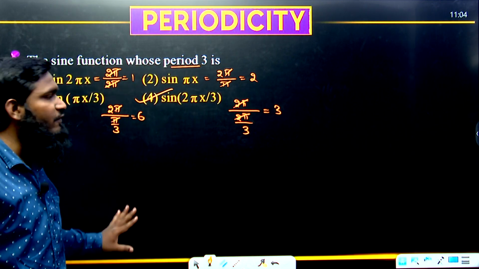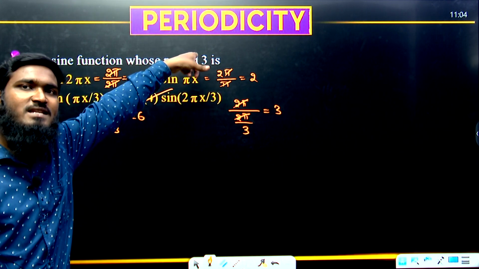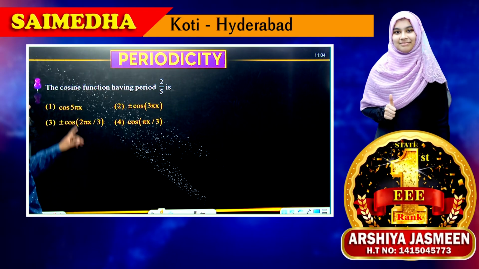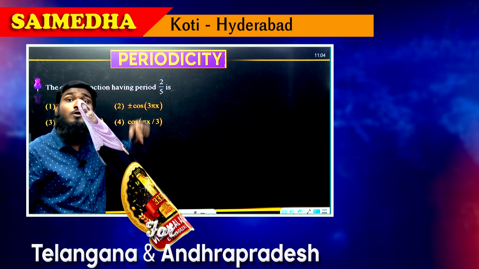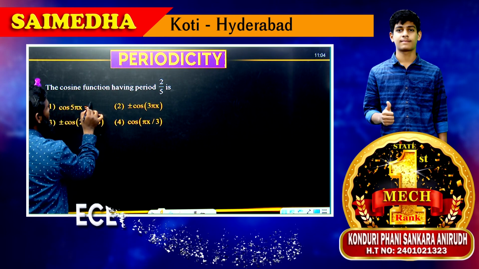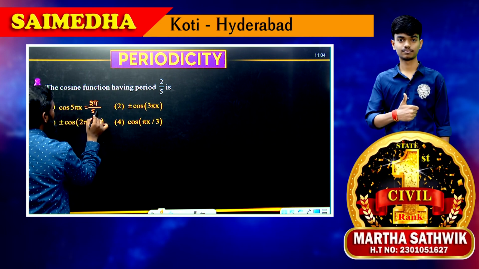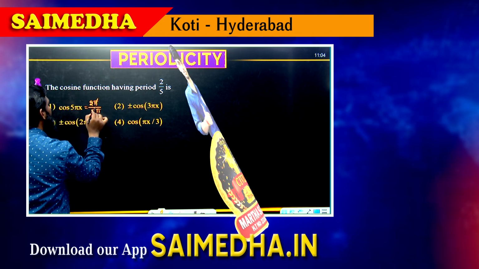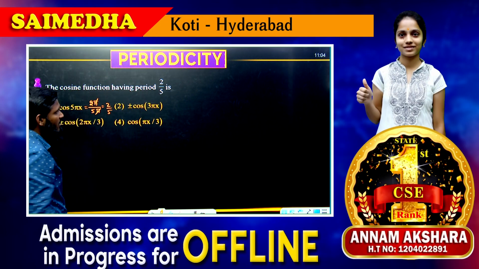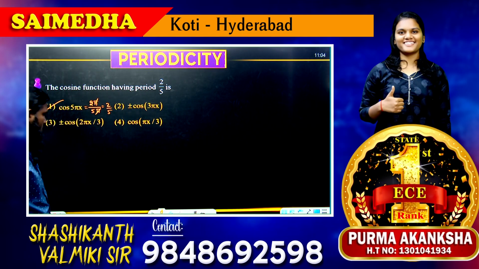So if you get this type of question, we find the period for all 4 options, and whichever matches that period, that option will be correct. Now let us go with the next question. The cosine function having period 2 by 5. For cos, the T value is 2 pi divided by 5 pi. Pi gets cancelled, and the answer is 2 by 5. Similarly we can check all the others also, and we will get the answer 2 by 5, which is option number 1.